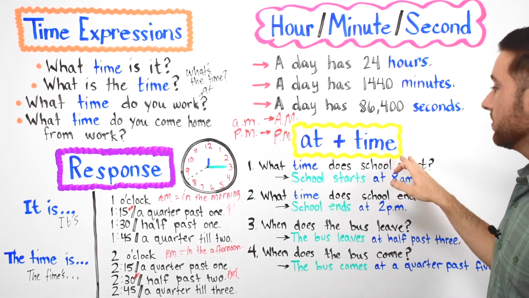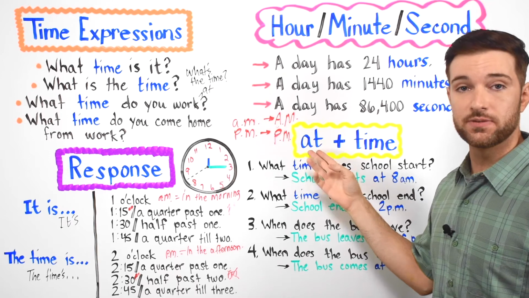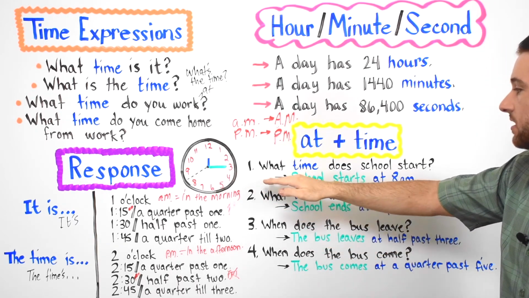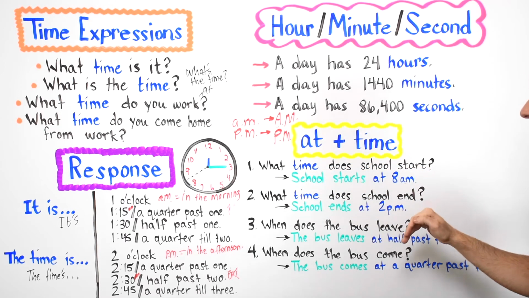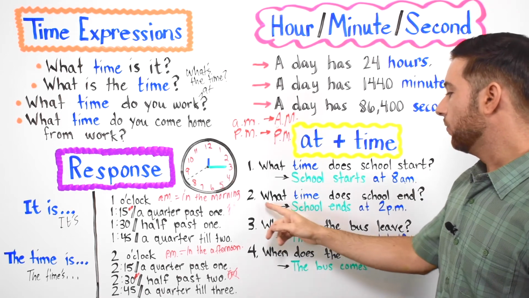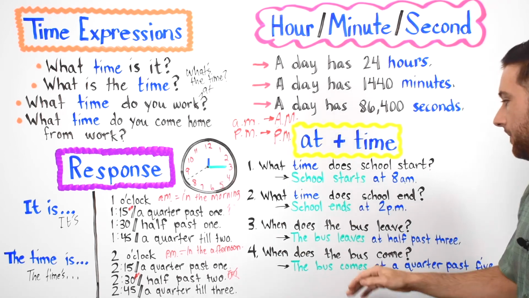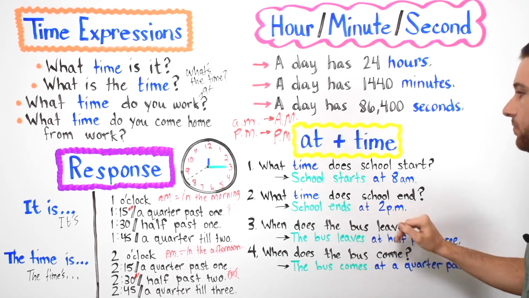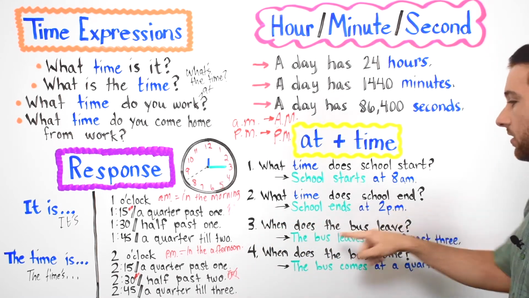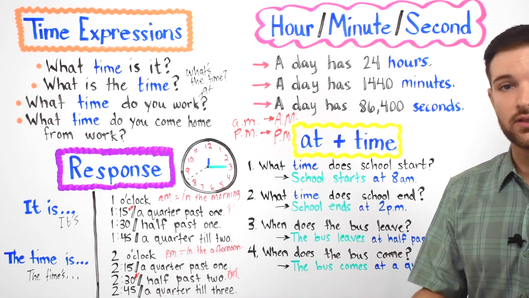Now also in English we use the preposition "at" to talk about specific times, like in these sentences here. Number 1 says, what time does school start? And you could say school starts at 8 AM. Okay, what time does school end? What time is school over? School ends at 2 PM, okay? Or you could say school ends at 2 o'clock, like right here. You could say that, or you could say school ends at 2 PM.